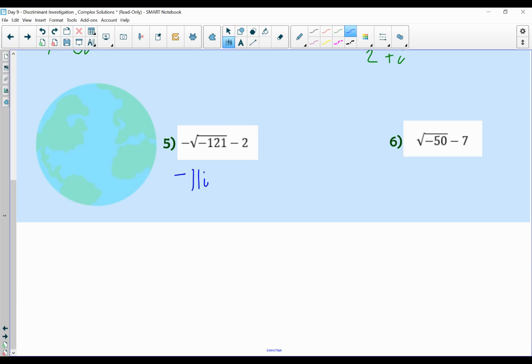And remember, this negative in front came straight down from here. And now my minus 2 is going to come down. But again, it has to be in the reverse order. So my real number has to come first. Negative 2 is a real number. And then my imaginary number, negative 11i.